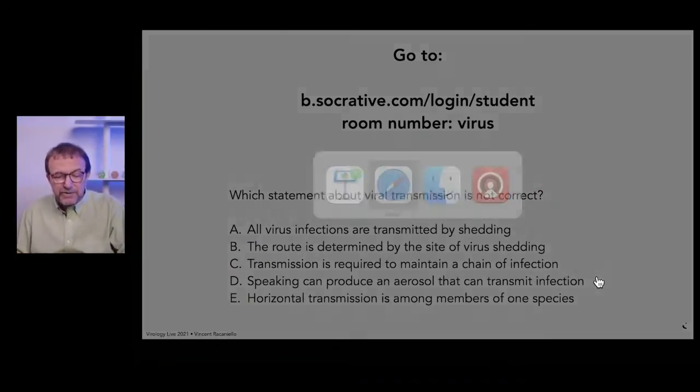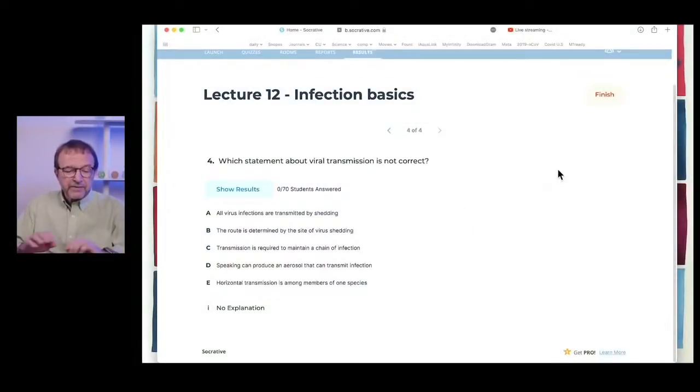All right, we have one more question today. Which statement about viral transmission is not correct? A, all virus infections are transmitted by shedding. B, the route is determined by the site of virus shedding. C, transmission is required to maintain a chain of infection. D, speaking can produce an aerosol that can transmit infection. And E, horizontal transmission is among members of one species. All right, check that out. We'll go to some questions here.